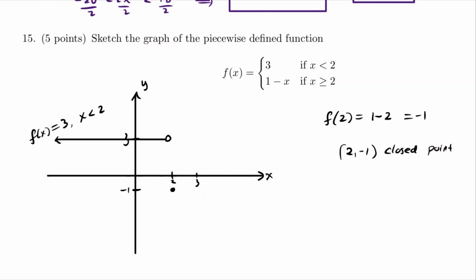So I'm just going to retrace it so you can see it. There you have it. So this is our function f of x equals 1 minus x when x is bigger or equal to 2. So that's why we got the closed point at this endpoint. So there you have it. Together, they form a piecewise function.